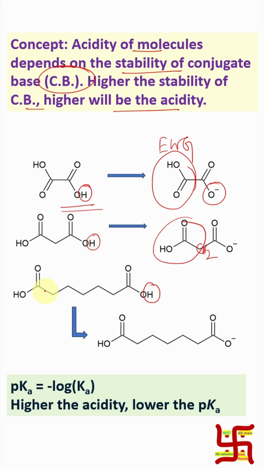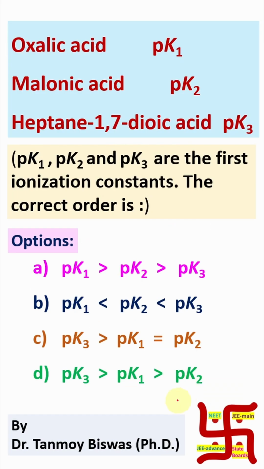And if you look at heptane-1,7-dioic acid, the group is far away, with a carbon chain in between. So obviously in this case the conjugate base is relatively less stable. Why? Because in this case the electron withdrawing effect is not observed. So the electron withdrawing effect is maximum in oxalic acid, second for malonic acid, and least for this. And here remember, if a molecule's acidity is higher, then the pKa value will be lower.